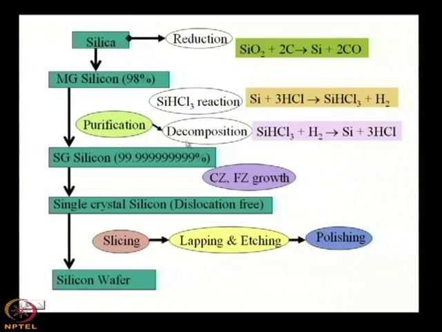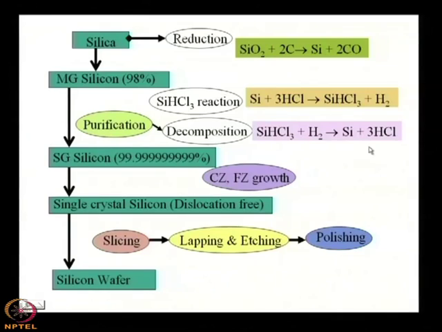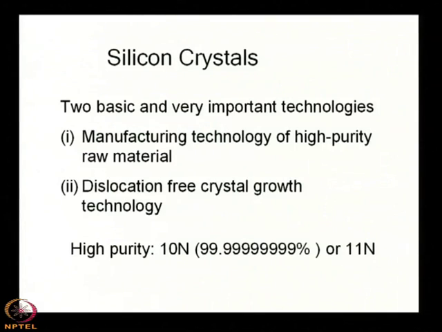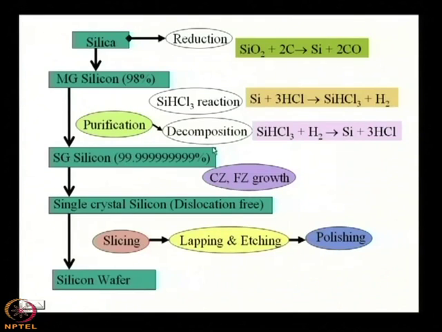Okay. Then the decomposition of this trichlorosilane using hydrogen, you get silicon. So, the first part is over. What was the first part? The first part was, you see, the manufacturing technology of high purity raw material. Now, we are in a position to get the high purity raw material. Then this high purity raw material will be used for single crystal growth of silicon.